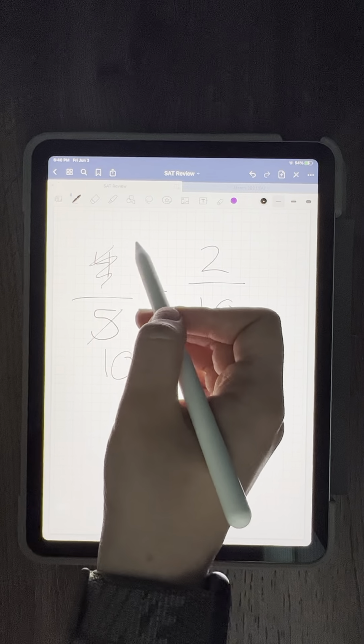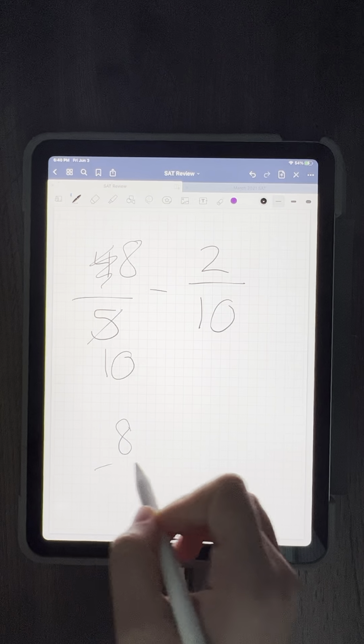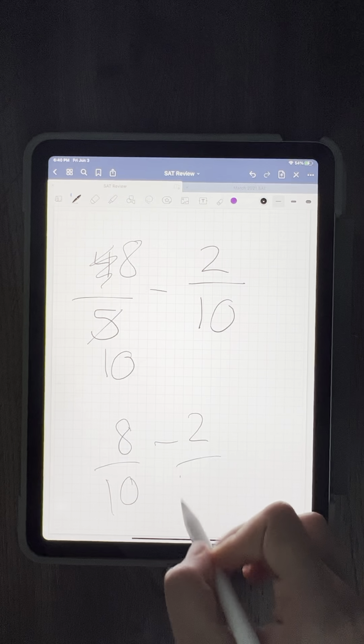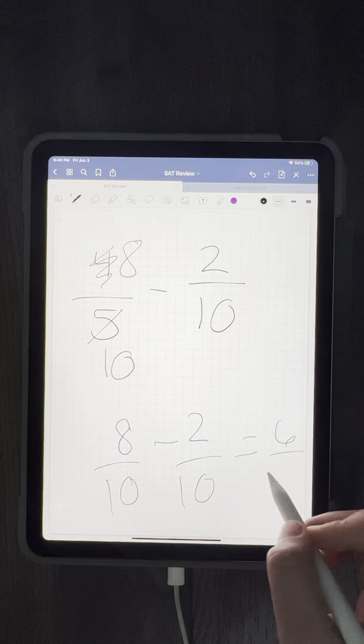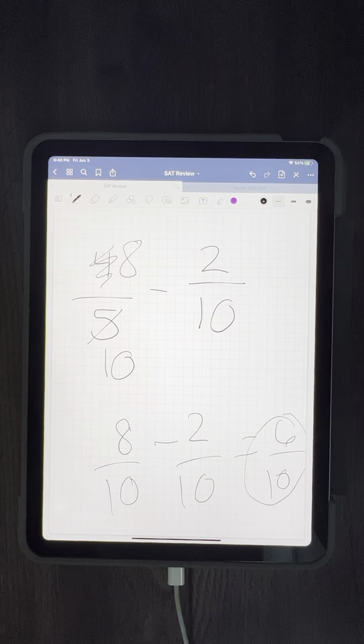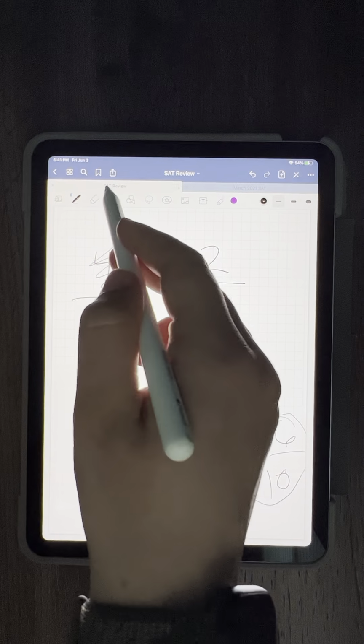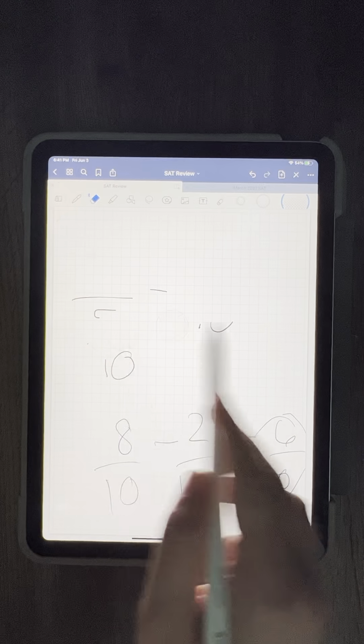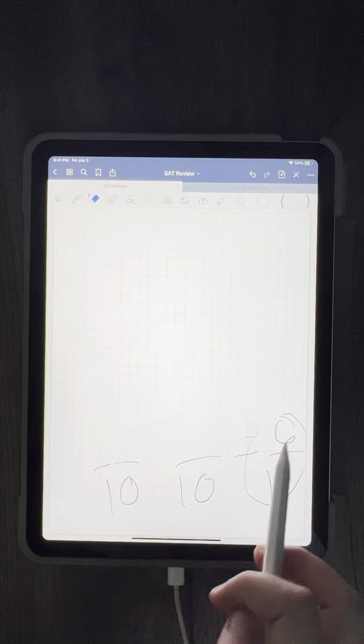And you're going to multiply it by 2 to get 8. So now you have 8 out of 10 minus 2 out of 10, which is pretty easy. That's 6 out of 10. And that's how you subtract. It's the same thing with adding. It's the same rules. But yeah.